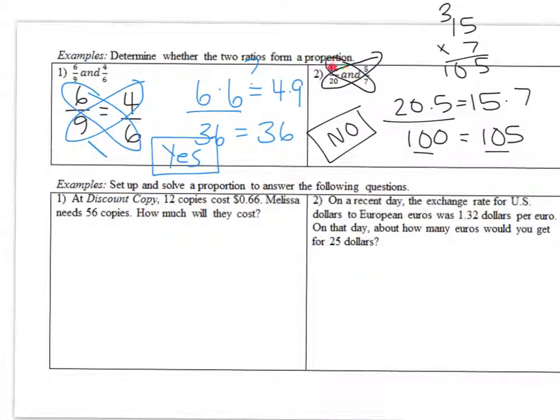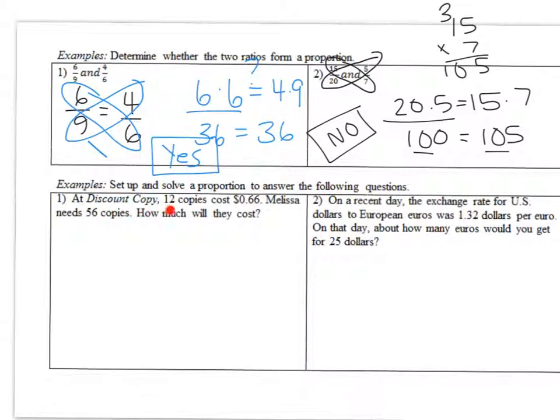Number 2, I circled the cross products, 15 and 7, and then 20 and 5. Are they equal? No, so they don't form a proportion. And then down here on the bottom, set up and solve a proportion to answer the following questions.